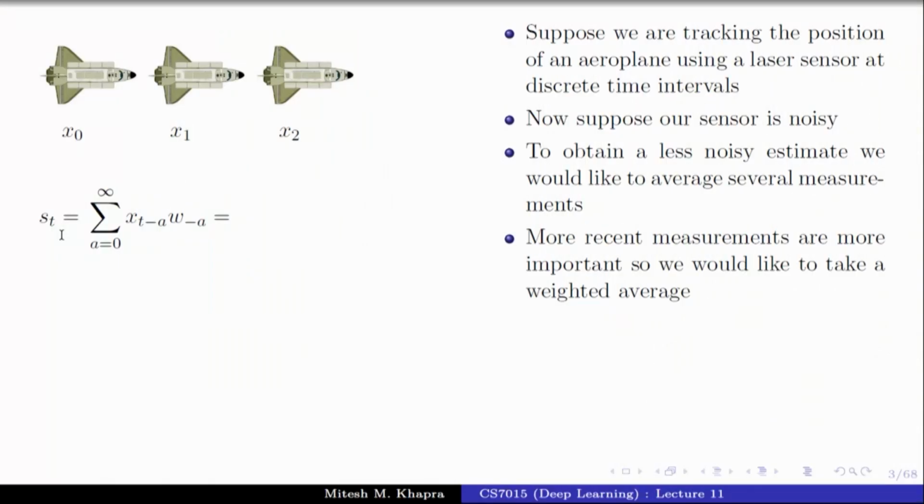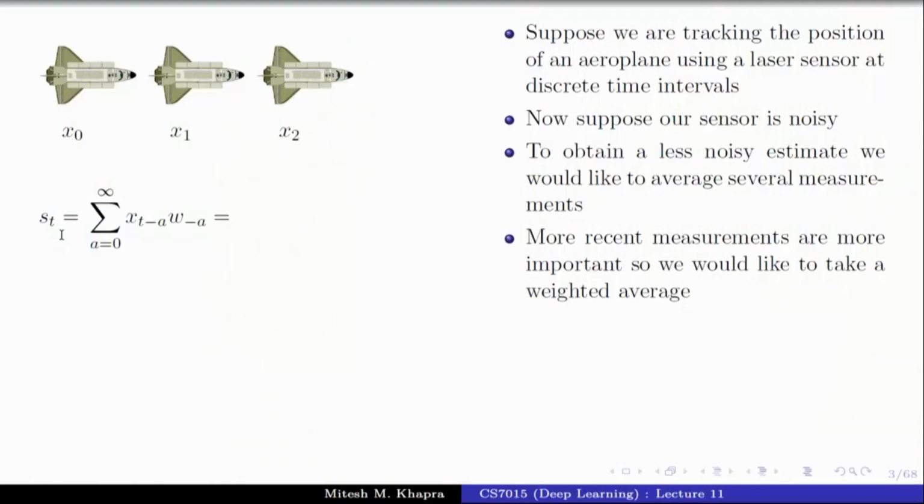Don't worry about this 0 to infinity. I'll just change it in a minute and it will become clear. All of us agree that these weights should be in some kind of decreasing order. The most recent reading should be given a higher weightage, and the far off reading should be given a lower weightage. Is that fine? So now let's understand what this equation is saying.